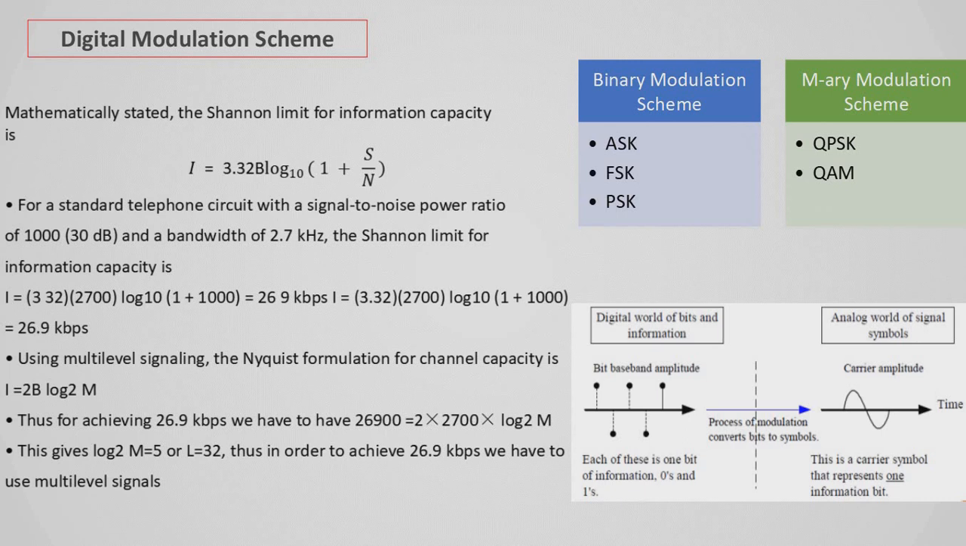Now, when we have identified this channel capacity, next is through which particular modulation scheme we are going to transfer. Basically, the digital modulation scheme comes under multi-level signaling, a process in which the Nyquist criteria plays a vital role.